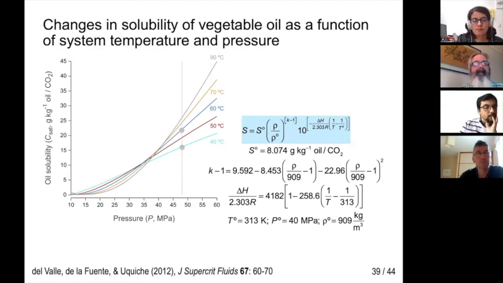We selected 480 bars for our experimental study and temperatures of 40 and 60 degrees Celsius that caused an increase in solubility by a factor of 37%, from 16.2 to 22.1 grams of oil per kilogram of CO2.